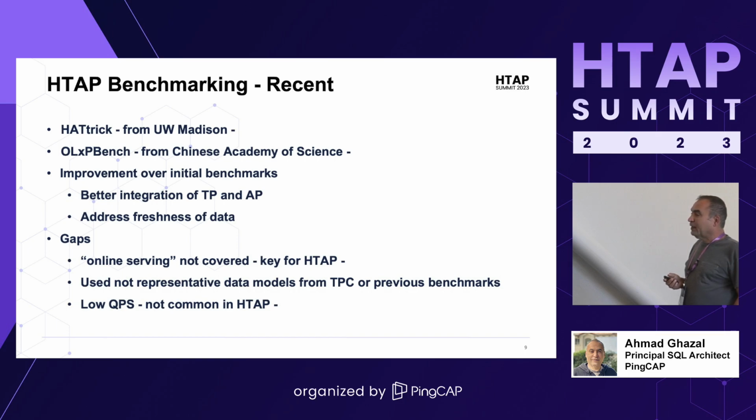And also, these benchmarks kind of recycled the old data models from TPC. This whole TPC was based on this retail model, products and sales, and things like that. So that's another disadvantage in my opinion. And also, they have not run their workload at high rates. They run it on low queries per second. So in our own experience, which is really a representation of HTAP, you have high QPS, you have a lot of this online serving, you have a lot of point queries, and you have few AP queries also.